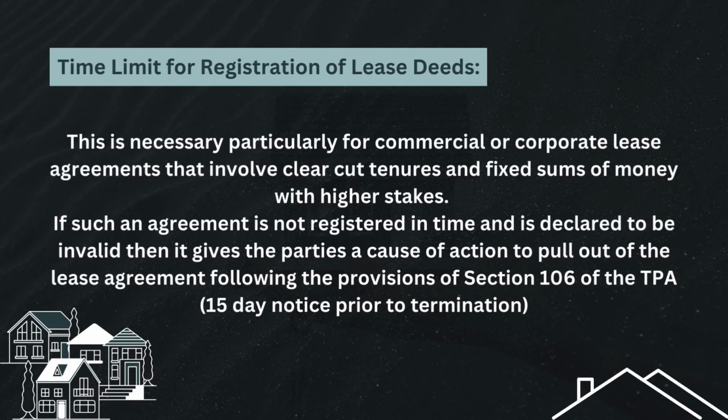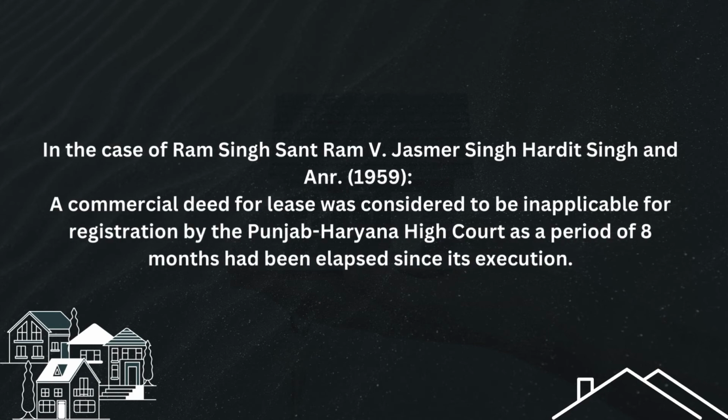it gives the parties a cause of action to pull out of the lease agreement following the provisions of Section 106 of the Transfer of Property Act, with 15 days' notice prior to termination. In the case of Ram Singh Santram versus Jasmeer Singh, Hardit Singh and another, a commercial lease deed was considered inapplicable for registration by the Punjab and Haryana High Court as a period of 8 months had elapsed since its execution.